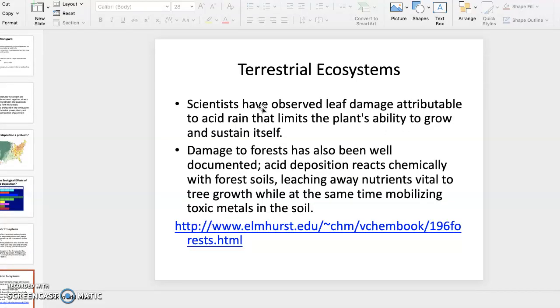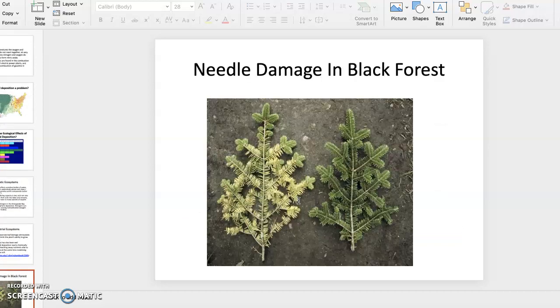Terrestrial ecosystems, there's a lot of leaf damage due to acid rain, so there's a lot of damage to forests. And acid deposition reacts chemically with the forest soils. They leach away all the nutrients vital for tree growth, while at the same time mobilizing toxic metals into the soil. This is an example of needle damage in a black forest. We have damage here. This is a healthy leaf.